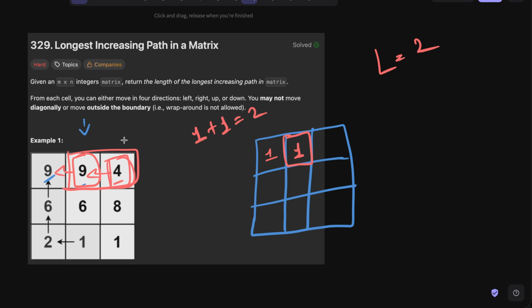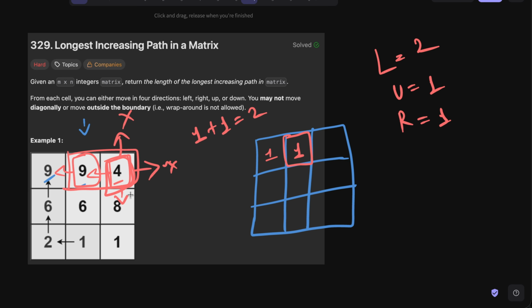Now we will have to go through the other directions. If I try to go up, I will not be able to do anything. It is out of bound. So right now the maximum increasing path is going to be 1, right? So in the up direction, it is going to be 1. In the right direction, it is going to be again 1. Why? Because it is also out of bound. So right also contains 1.